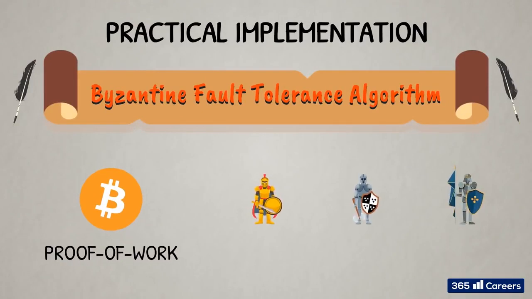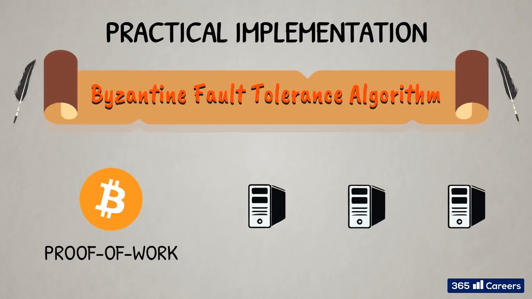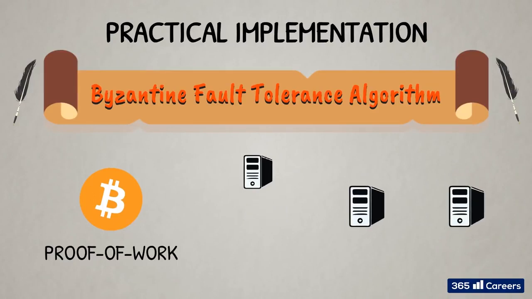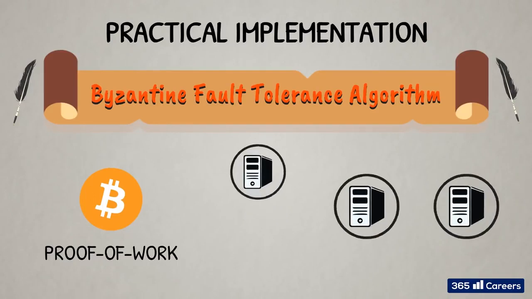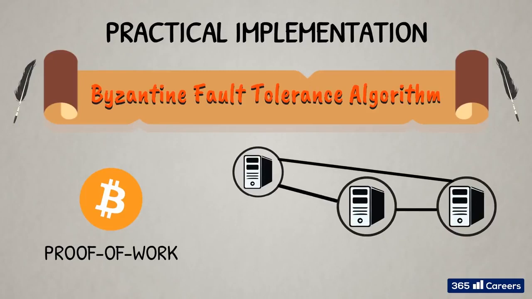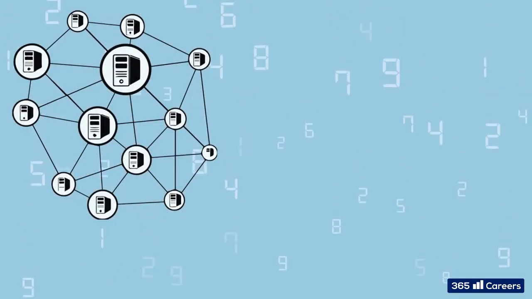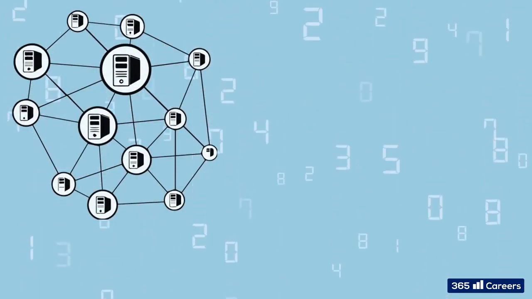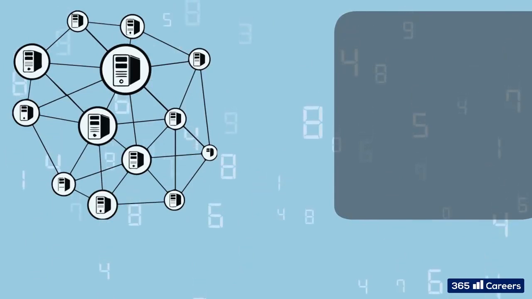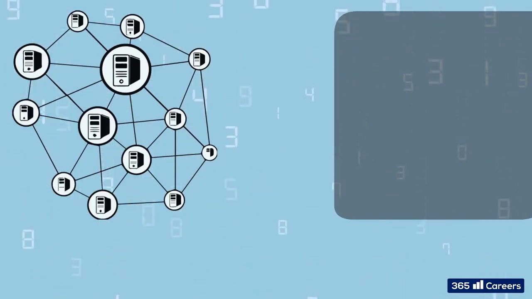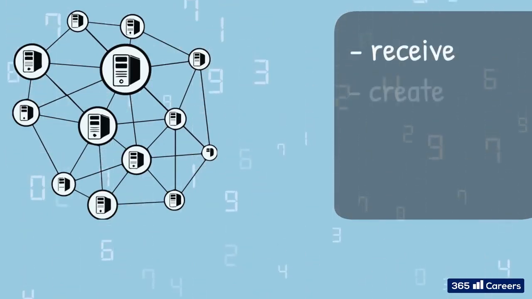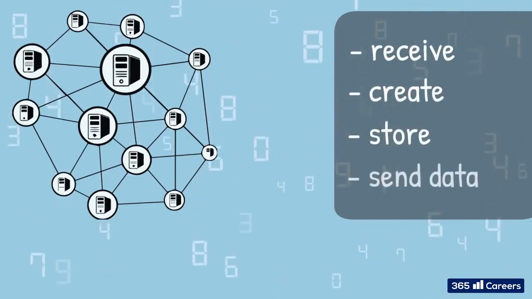In this case, the generals are nodes on the Bitcoin network, also known as miners. A network node is a connection point that can receive, create, store, and send data across a network. In other words, nodes are the connected dots that make up a network. To simplify, think of it in the following way. In the image we traditionally use to depict a blockchain, every single computer is a separate node. They are all connected and can receive, create, store, and send data to each other.